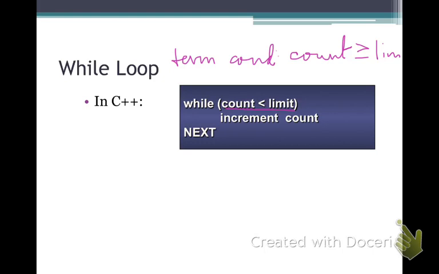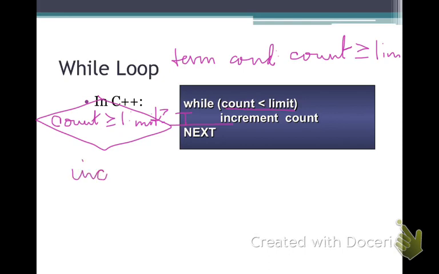If the count is greater than or equal limit, if that is true, then I'm going to go around the loop. So in the loop, I'm going to increment the counter, and then I'm going to jump back to the top. Well, I'm not actually even going to put that in there. So I'm going to increment this counter.